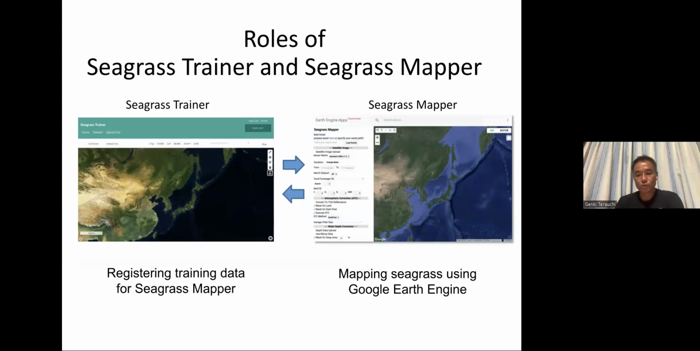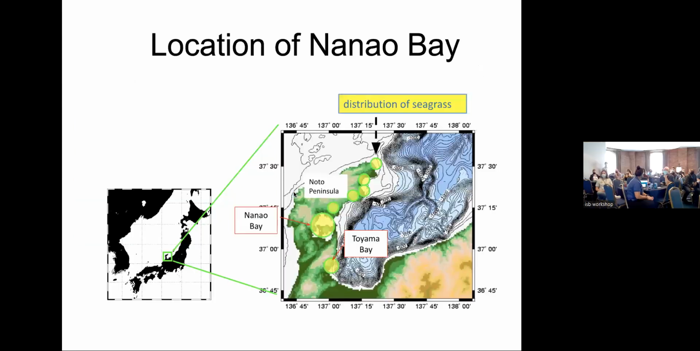Because all Google tools are banned in China, we had to develop some solutions for Chinese colleagues, and Seagrass Trainer was the answer for that. This tool can do mapping, but not on an interactive basis. It will send an email to Seagrass Mapper and reply with the classification results. There is a time lag. In the United States and Japan, it's better to use Seagrass Mapper. This is fast, and you can see the result interactively.